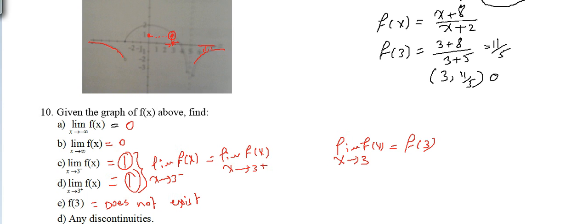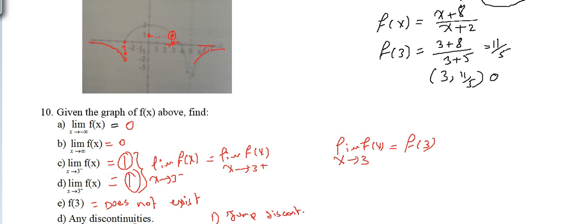He's asking if we can find any discontinuities. Do we have discontinuities? Look at the figure. First, at x equals minus 3, we have a hole here. Yes, we have a discontinuity. Here we have a point. This discontinuity is a jump discontinuity. One, we have a jump discontinuity.